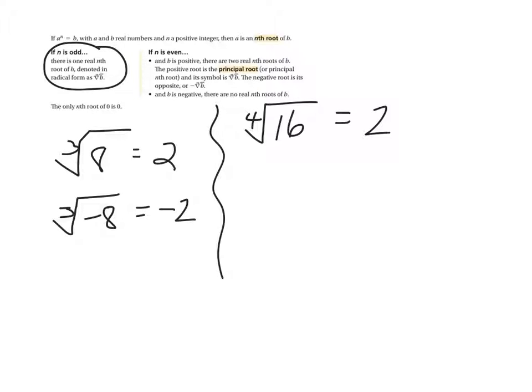But if b is negative, if I try to take the fourth root of negative 16, there is no real nth root, no solution set. It's not 0, it's no solution. Because I can't multiply a negative by itself 4 times to get a negative. Negative 2 times negative 2 is positive, times another negative 2 is negative, but that fourth negative 2 makes it positive 16 again.